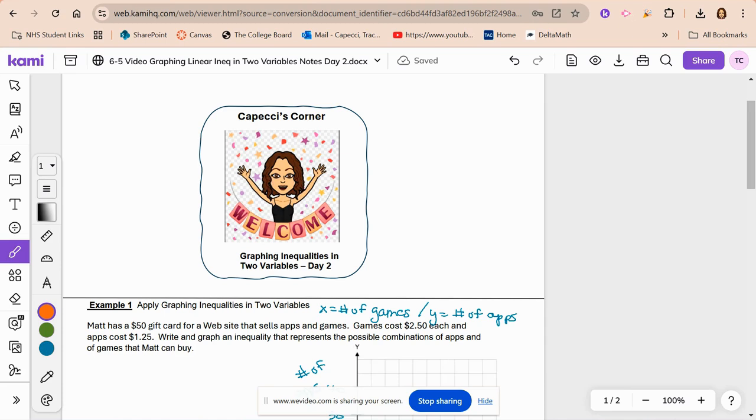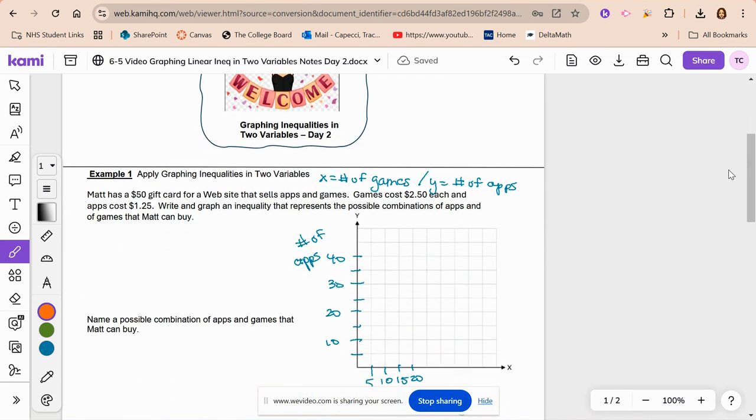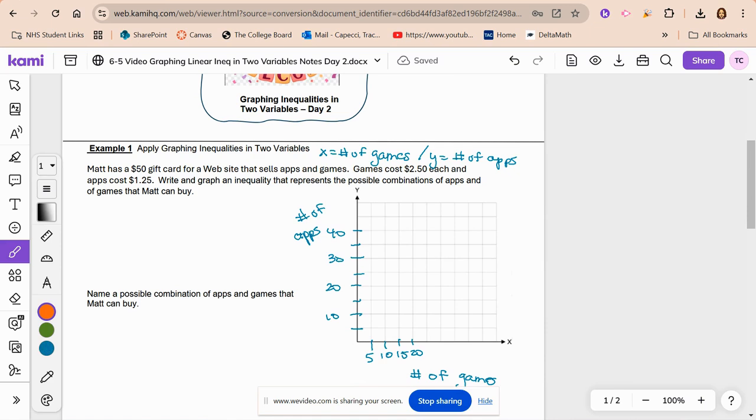Veggies Corner, we're going to look at graphing inequalities in two variables, and this is day 2. We're going to start off with a word problem. It says Matt has a $50 gift card for a website that sells apps and games. Games cost $2.50 each, and apps cost $1.25. Write and graph an inequality that represents the possible combinations of apps and games that Matt can buy.